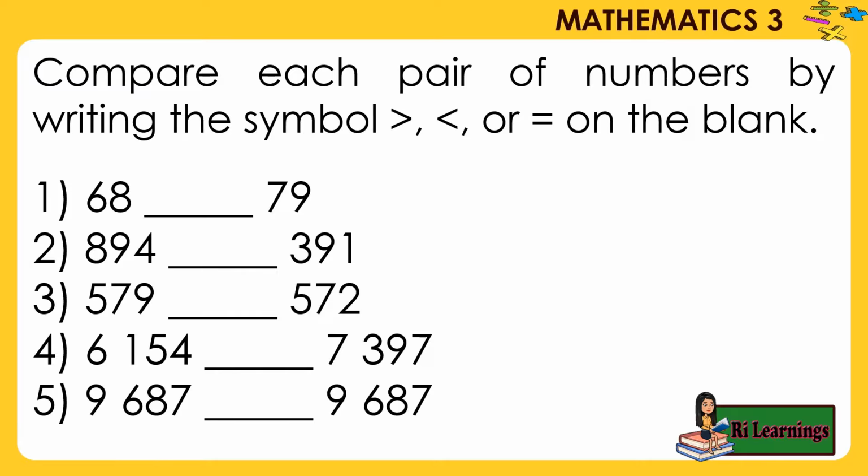Compare each pair of numbers by writing the symbol greater than, less than, or equal on the blank. 1, 68, 79. 2, 894, 391. 3, 579, 572. 4, 6,154, 7,397. 5, 9,687, 9,687.